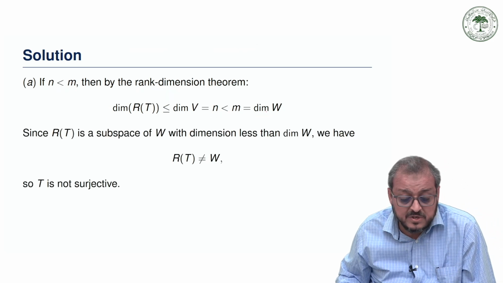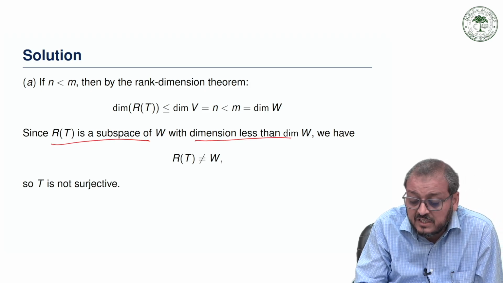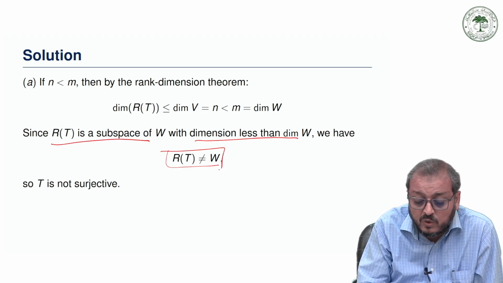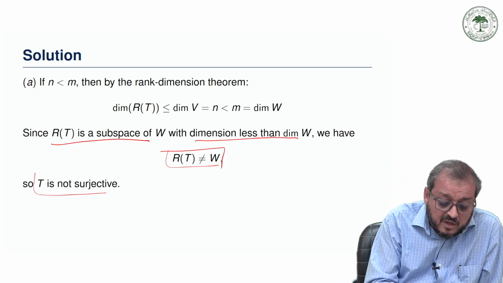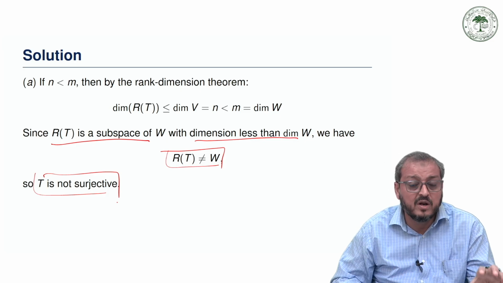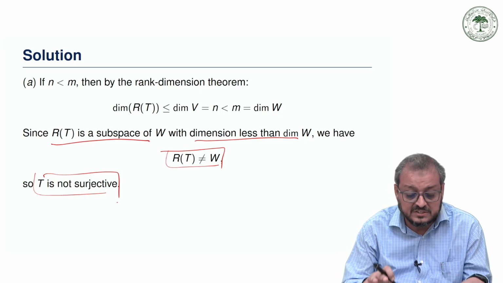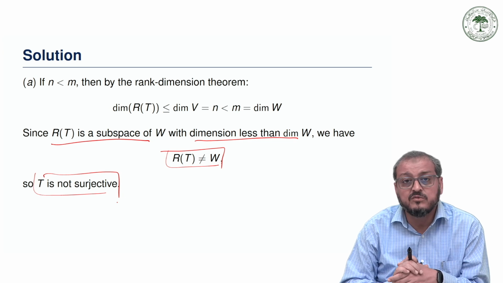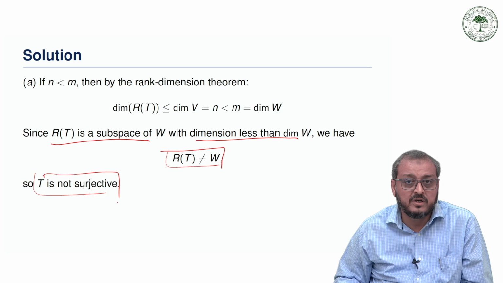So this means we can say that R(T) is a subspace of W, and its dimension is less than the dimension of W, that is, R(T) is clearly not equal to W. So if R(T) is not equal to W, T is not surjective. That means R(T) is a proper subset of W. If R(T) is a proper subset of W, then we can say that this linear transformation T is not onto, or not surjective.